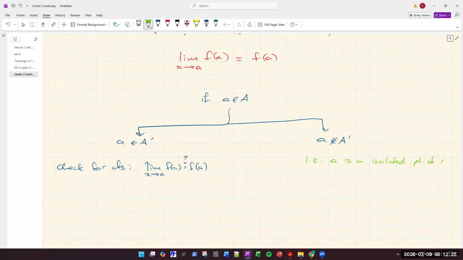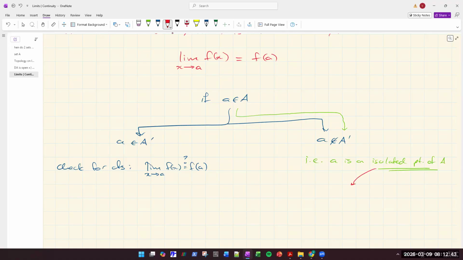Isolated point of the set A. Okay, so if A belongs to the set and is not a limit point, then it is an isolated point of the domain. And remember what isolated point means.